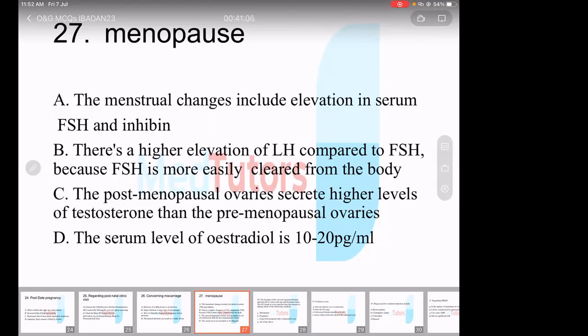B, there's a higher elevation of LH compared to FSH. That is not correct. They are equally elevated. If something is to even be more elevated, it will be FSH, not LH. Then C, postmenopausal ovaries secrete higher levels of testosterone than premenopausal ovaries. Of course, this is not correct because testosterone levels also decline during menopause. Then D, the serum level of estradiol is 10 to 20. Of course, there's a lower level of estrogen in menopause, so this is the only correct answer. D is the correct option.